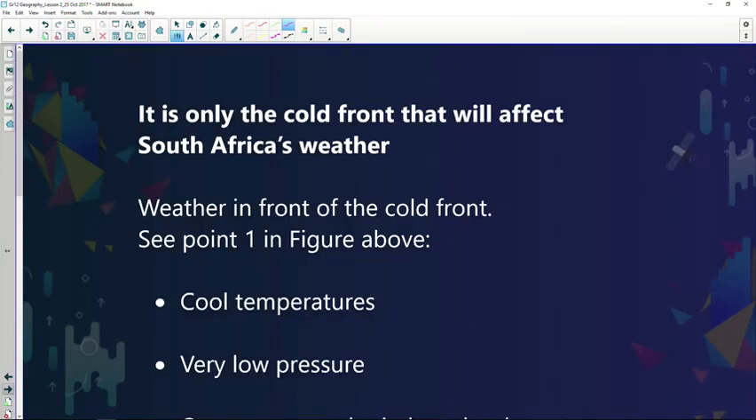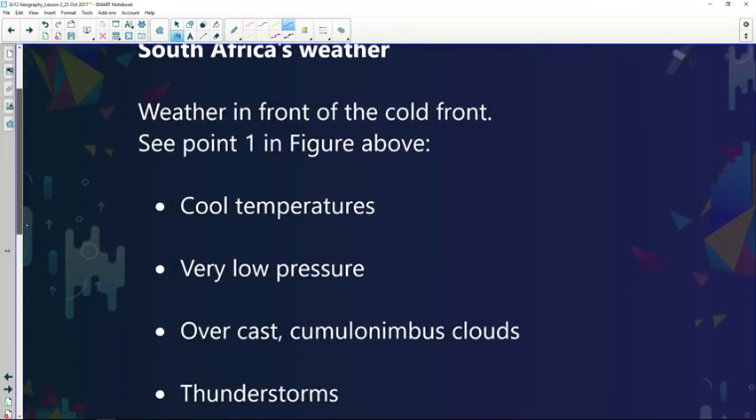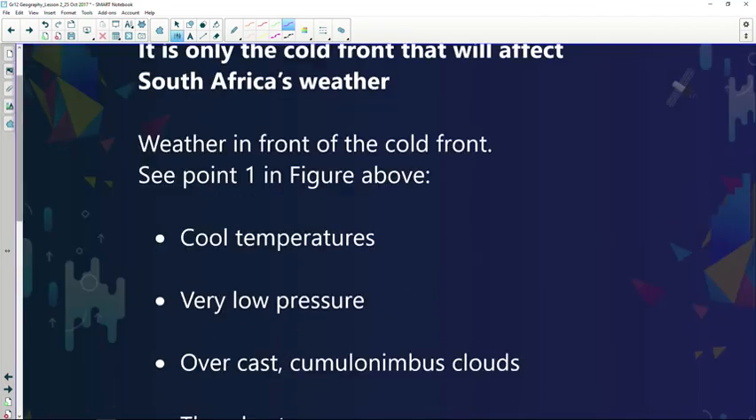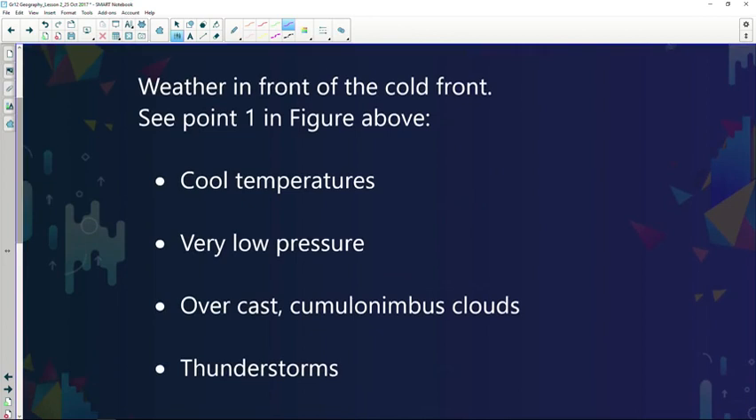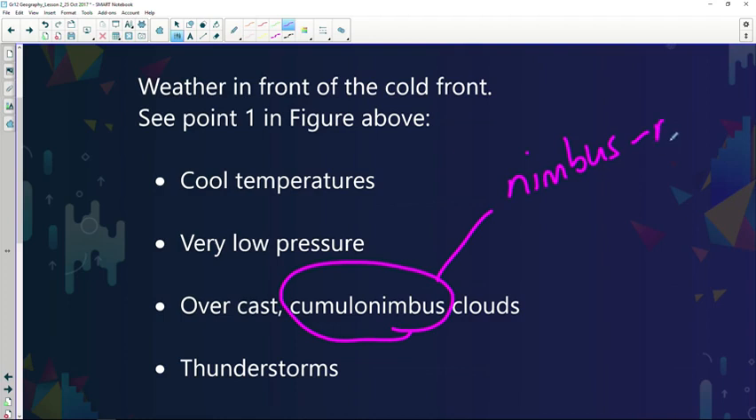Secondly, it creates cool conditions, very cool conditions. And it creates cumulonimbus clouds. Now, what is cumulonimbus clouds again? Let's just quickly recap. Nimbus means rain. So it creates overcast conditions with rainfall.